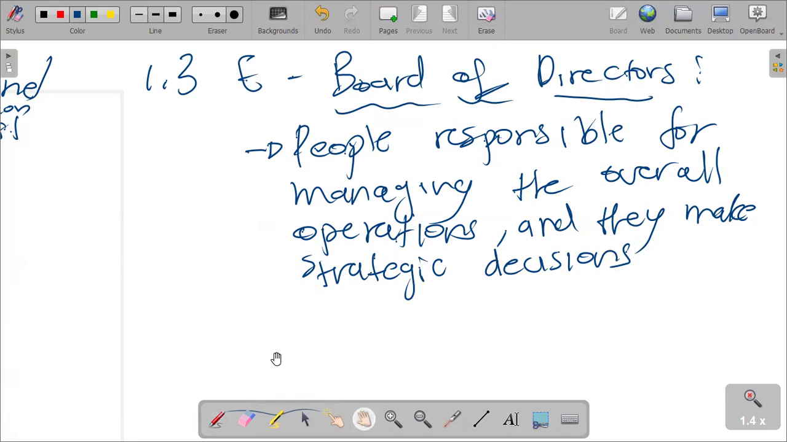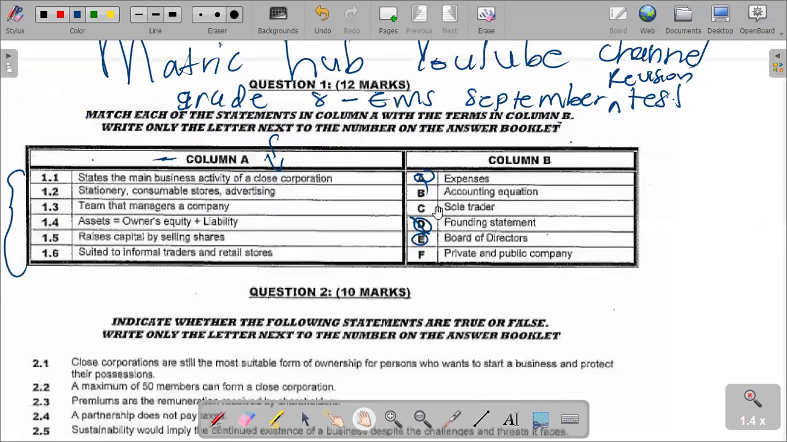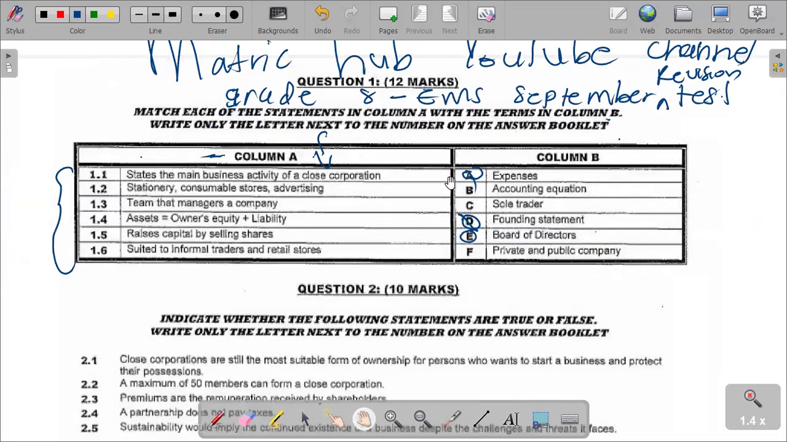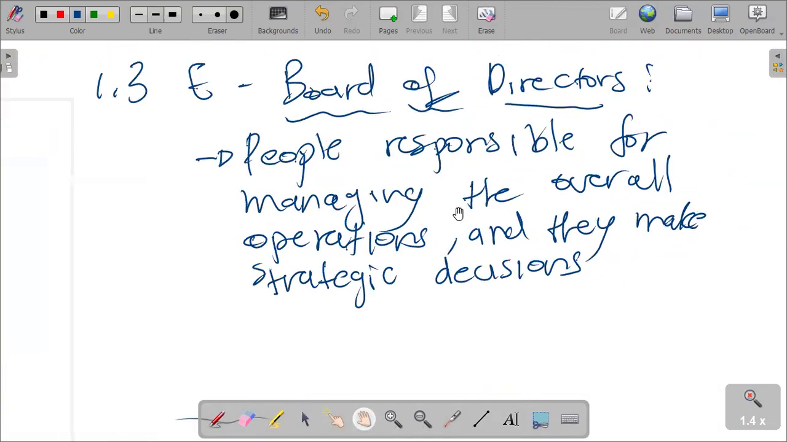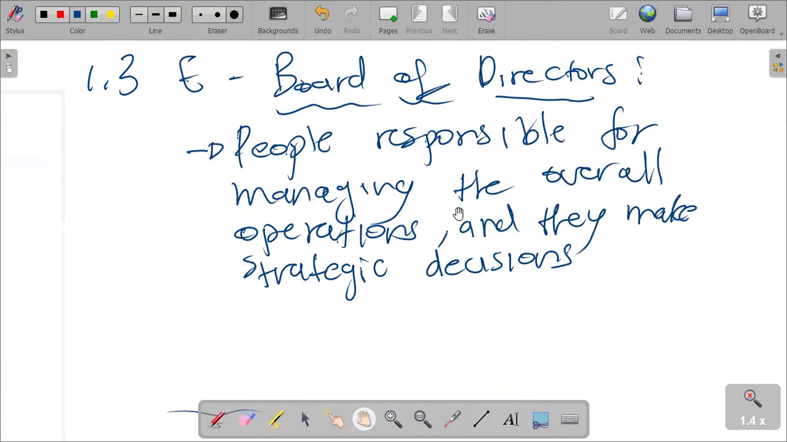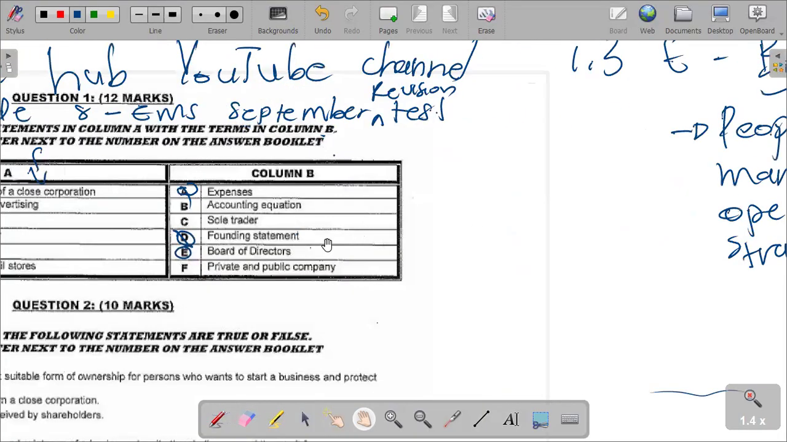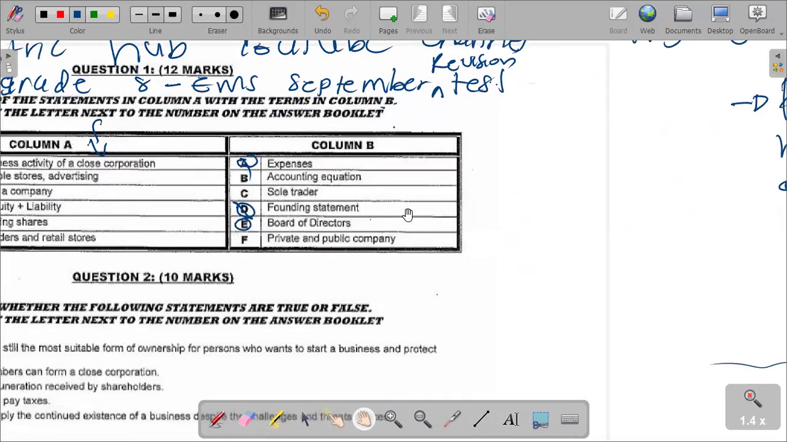All right. So let's go back to 1.3 and confirm our answer. They say a team that manages a company. So when you look at the definition, it coincides. It's one thing: people responsible for managing the overall operations. So 1.3 will be E.